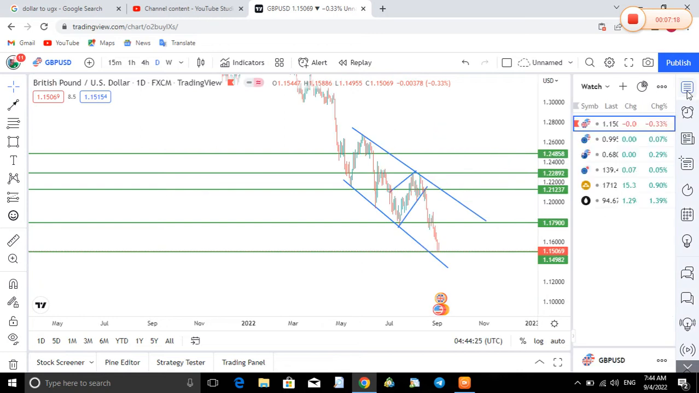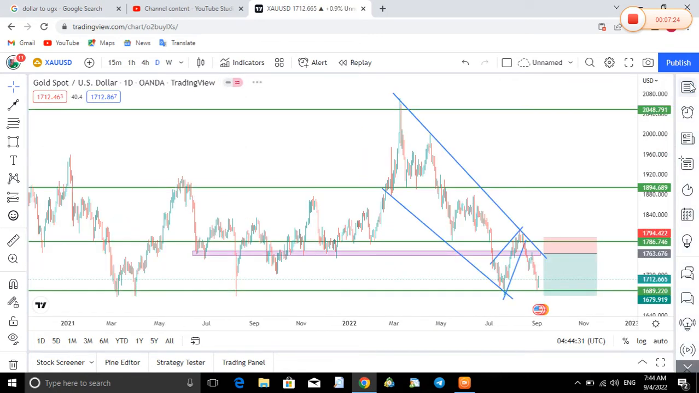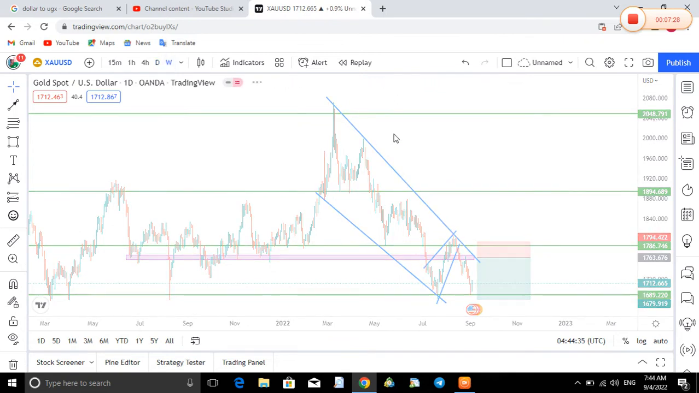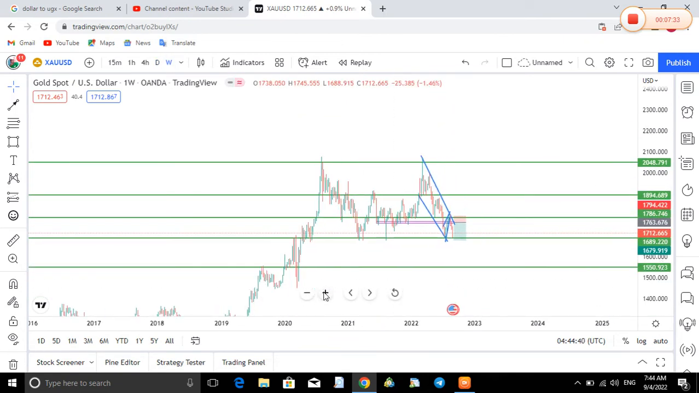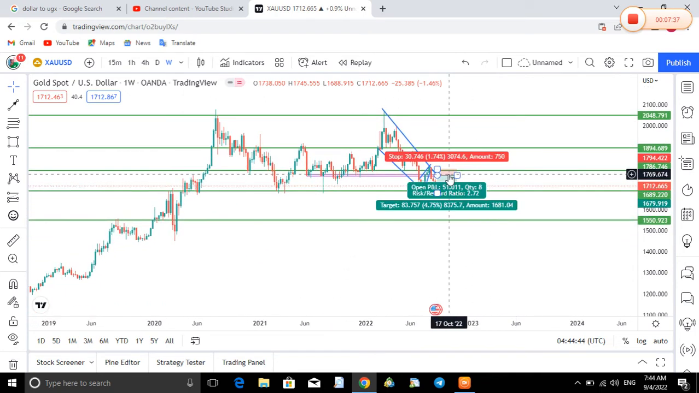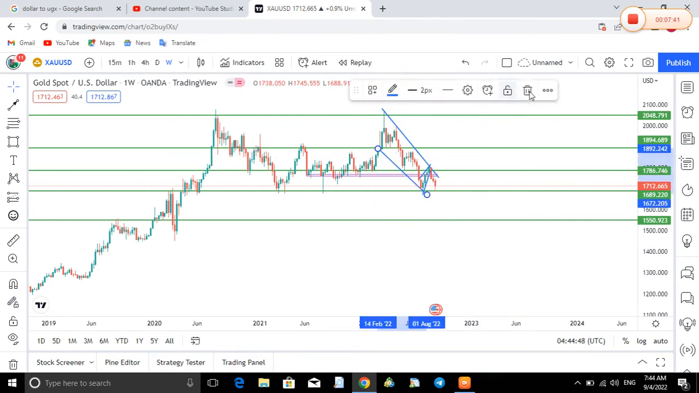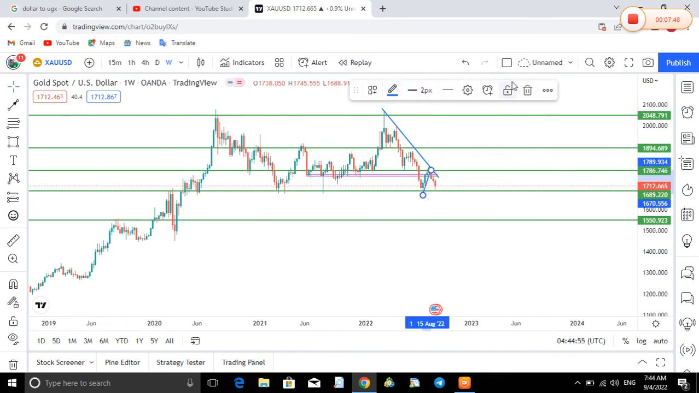The second pair, which is our last pair, like we told you, we're going to be analyzing gold. Now if I look at gold, according to what we analyzed last week, gold has been respecting our analysis. If you can clearly see what's drawn in our charts, you can get a clear picture that gold has been respecting our analysis.